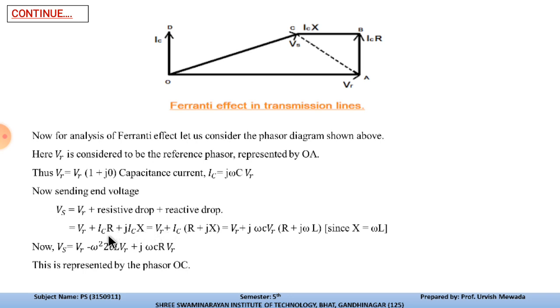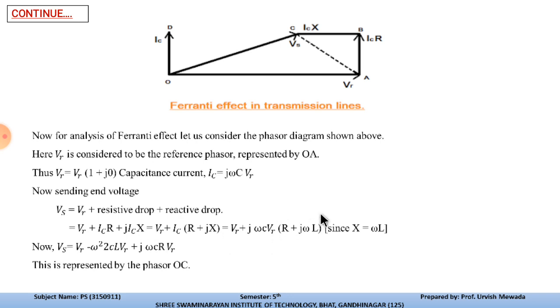So if we take IC out as a common factor, then VR plus IC into (R plus jX), so VR plus j omega C VR into (R plus j omega L), because XL is also 2 pi FL. So this term indicates the sending end voltage.